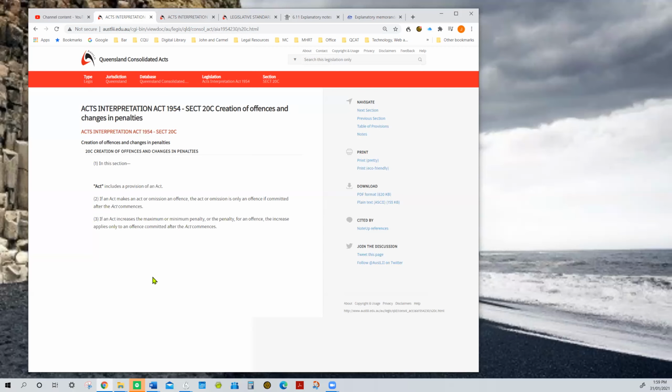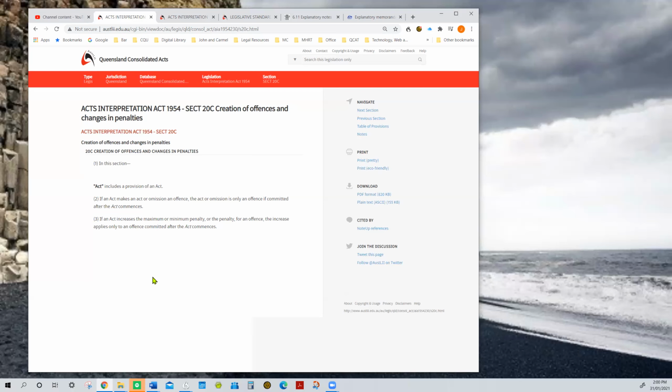If an Act increases the maximum or minimum penalty or the penalty for an offence, the increase applies only to an offence committed after the Act commences. I mentioned last week that, particularly in the context of, say, historic sex offence trials, we need to be mindful of what the law said at the time, what the penalties were at the time, because that's the basis upon which the matter will be determined. And what's your authority for that? Section 20C makes it clear that these matters are not retrospective.